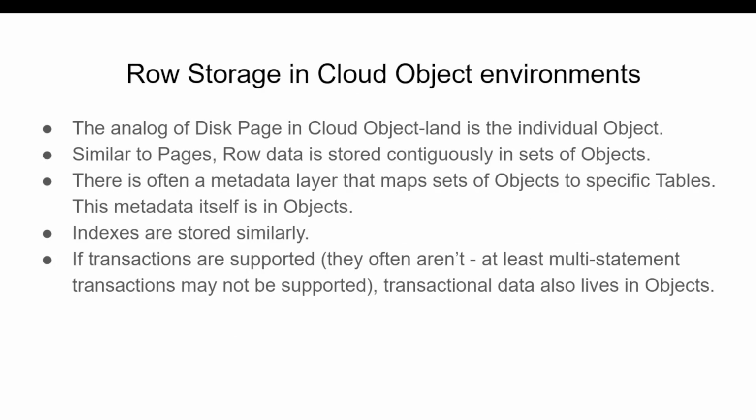Storage engines in cloud databases use objects as their equivalent of disk pages. Multiple rows will be stored in individual objects, and most objects store rows belonging to individual tables. There is typically metadata also stored in objects that maps sets of objects to specific tables. Indexes, table high-level metadata, transactions, and all such other database things are implemented similarly. Cloud database engine buffer managers all manage objects.